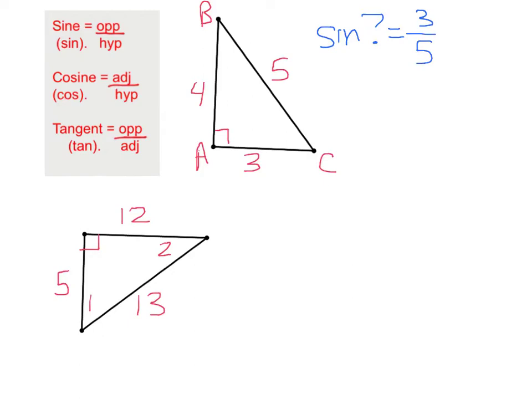Okay, so right now we're just going to practice figuring out what's being asked. So if we look at this, the sine of what angle is 3 over 5? Opposite over hypotenuse. So 5 is the hypotenuse, 3 is opposite. What angle is opposite 3? B. So what we're asking for is B.